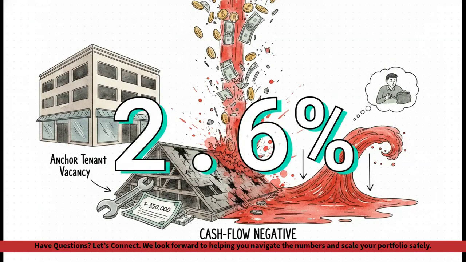So, the crucial point is that when we do the actual math for year one, the net operating income plummets from $400,000 to just $130,000. That gives us a shocking actual year one cap rate of 2.6%.